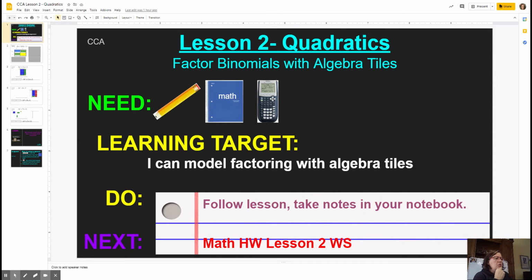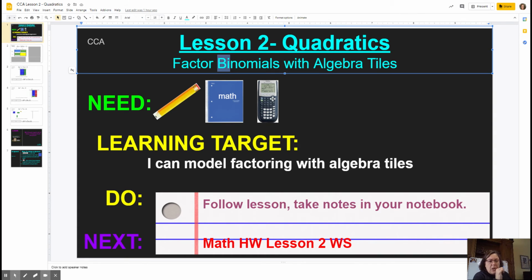So here is your title on your paper, Lesson 2 from our Quadratics unit. And we're going to talk about factoring binomials with algebra tiles. This prefix bi means two. So we're going to talk about factoring things inside parentheses that have two parts, kind of like that example we just did from Monday's homework. But today we're going to get that visual of using algebra tiles to represent this factoring.